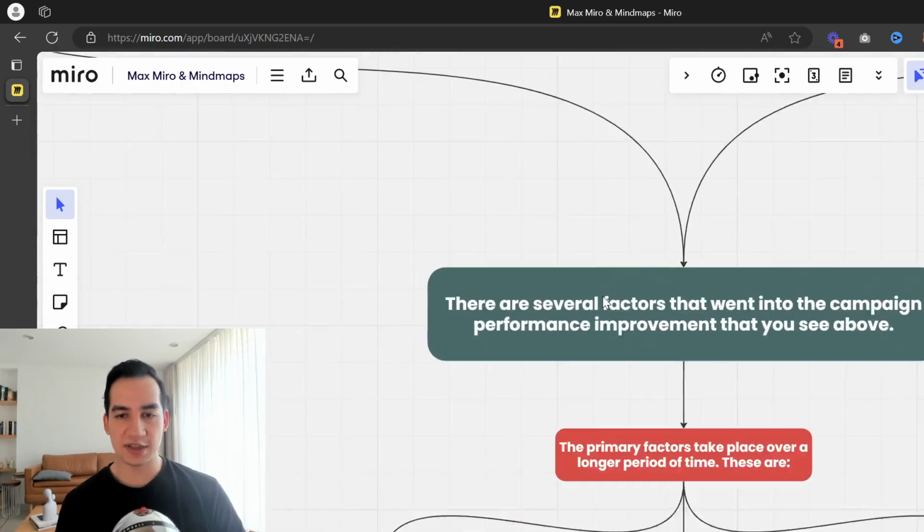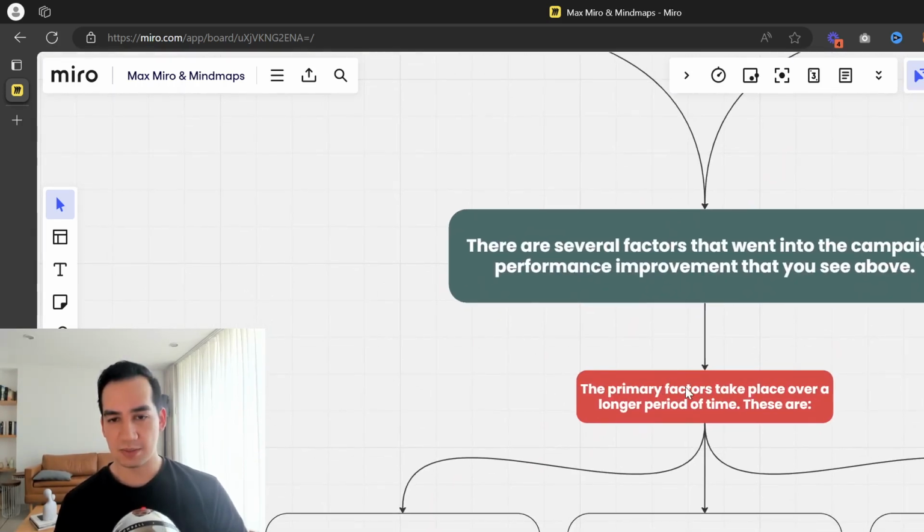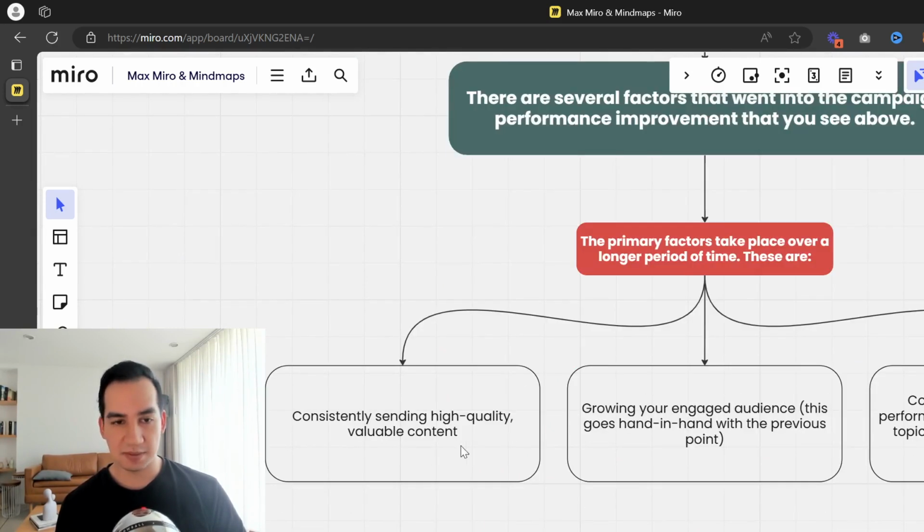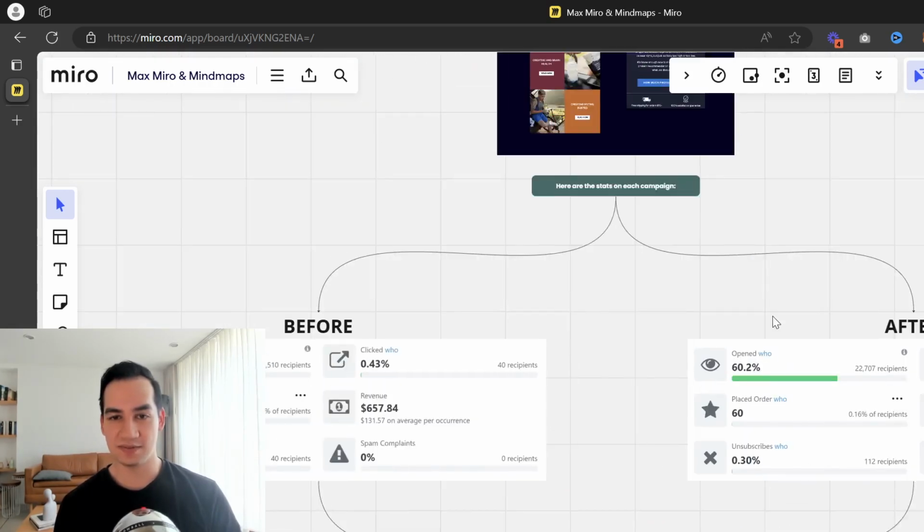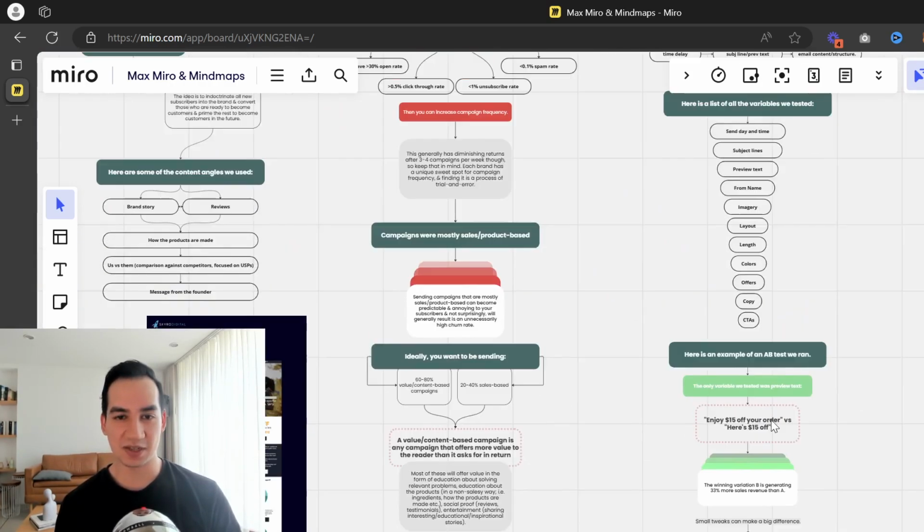So there are several factors that went into the campaign performance. Primary factors take place over a longer period of time. Number one, consistently sending high quality, valuable content. Number two, growing your engaged audience, which goes hand in hand with the previous point. And number three, constantly auditing campaign performance, finding which campaign topics are resonating and doubling down on those, and then just stop sending the campaigns that don't resonate with customers. It's very simple and self-explanatory, but a lot of people don't do it.